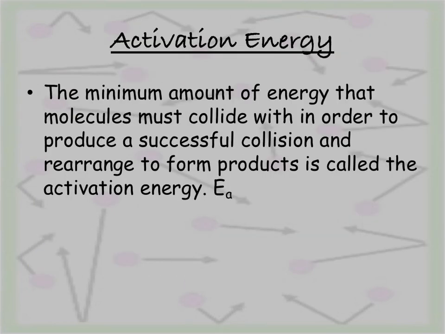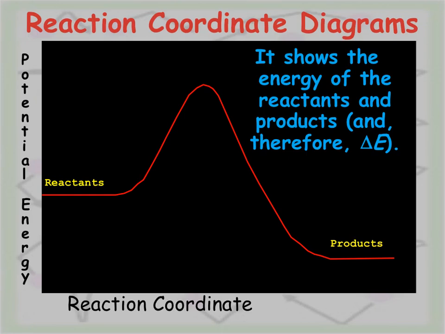All right, now I already mentioned activation energy, but officially it is the minimum amount of energy that molecules must collide with in order to produce a successful collision and then therefore rearrange to form products. Sometimes you will see us abbreviate this as E sub A, so activation energy. All right, so this is what we call a reaction coordinate diagram. A reaction coordinate diagram is going to show you the total change in energy from the beginning at the reactants to the end at the products.